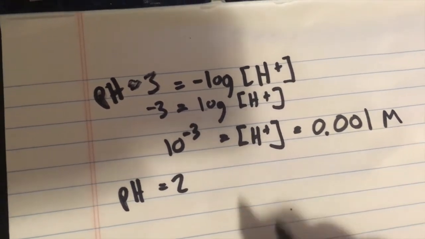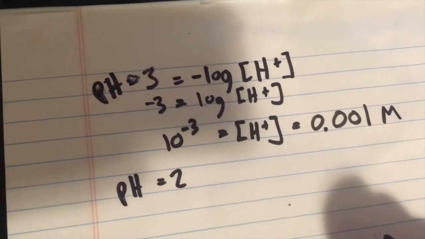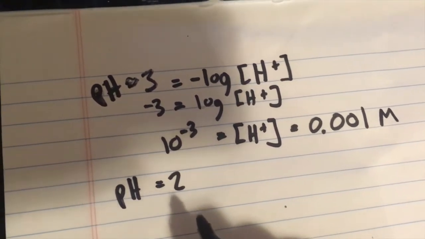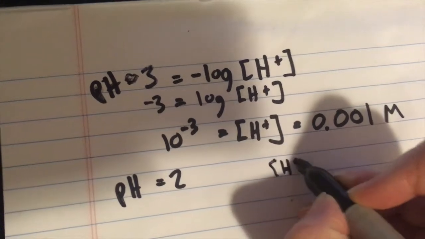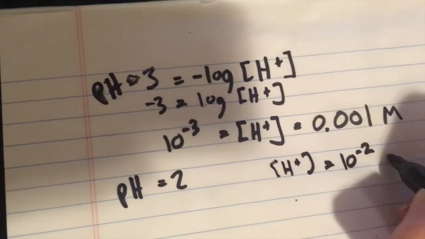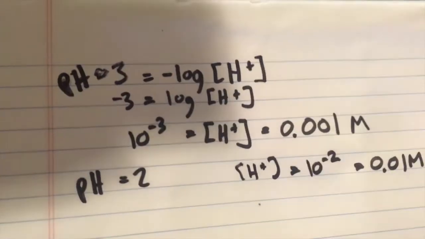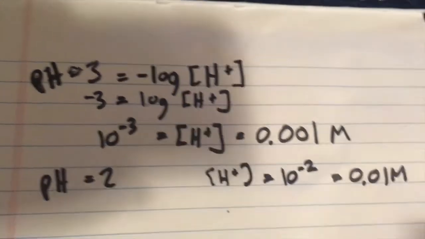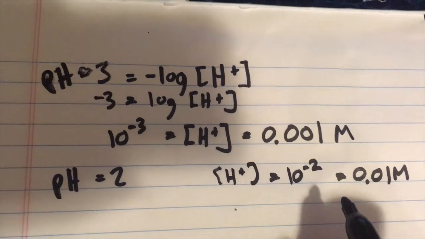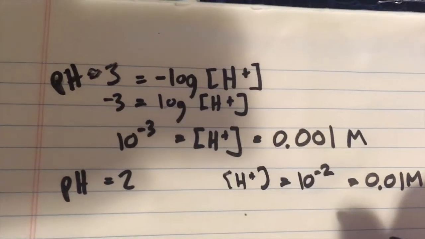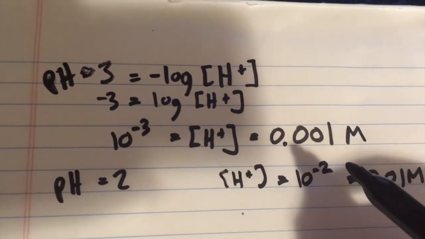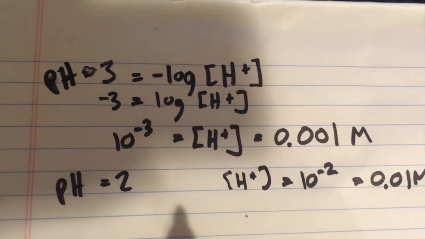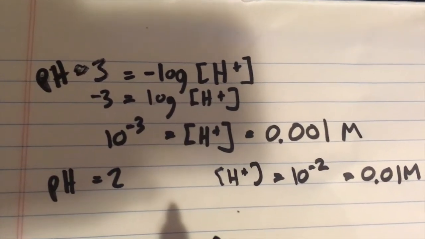We know that when pH goes down by 1, the concentration gets multiplied times 10. So if my pH was off by 1, the actual concentration of H plus would now be 10 to the negative 2, aka 0.01 molar, right? That's off by a factor of 10. That's a pretty big difference, right? That's saying, okay, well, if I was wrong, we've actually got 10 times as much acid as I thought there was.